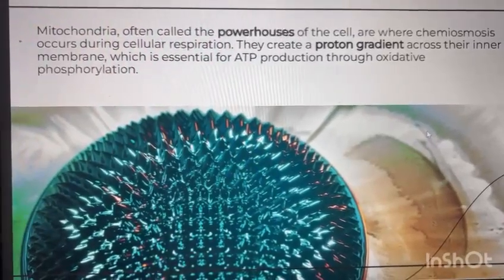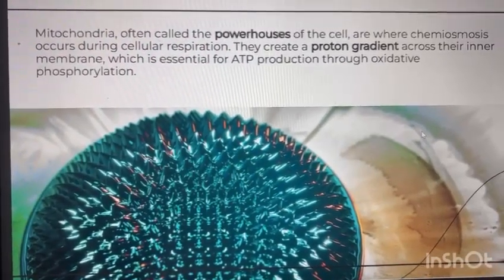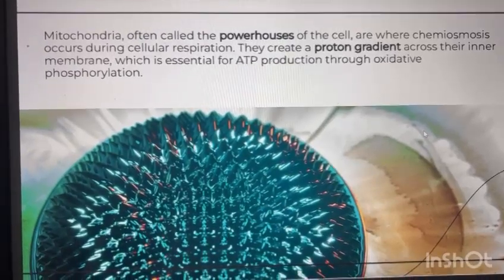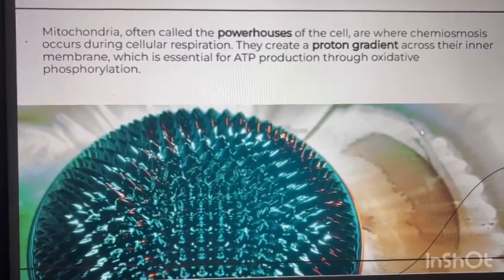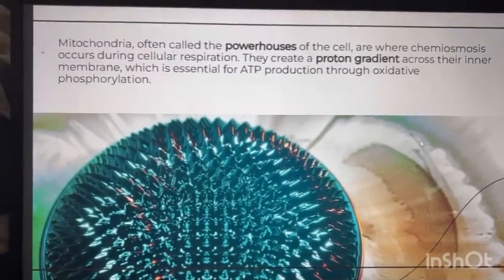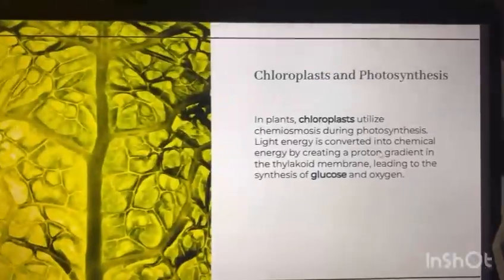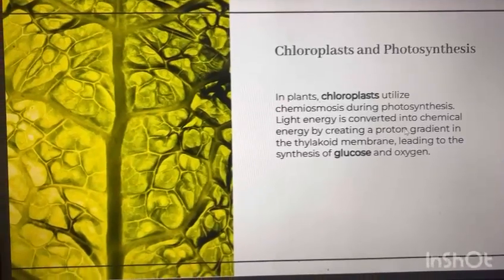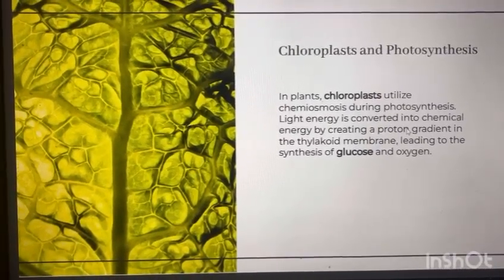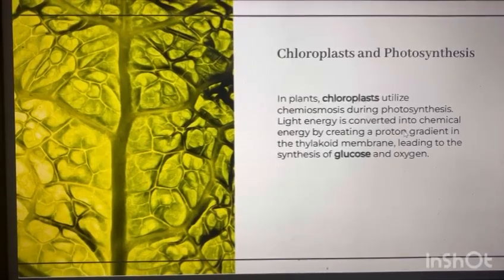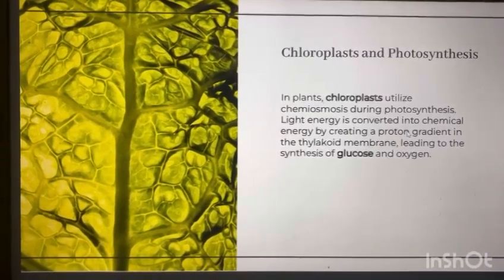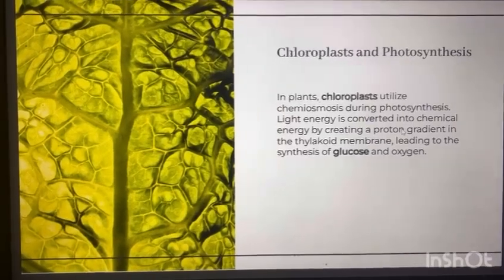Mitochondria, often called the powerhouse of the cell, are where chemiosmosis occurs during cellular respiration. They create a proton gradient across their inner membrane, which is essential for ATP production through oxidative phosphorylation. Chloroplasts and photosynthesis: in plants, chloroplasts utilize chemiosmosis during photosynthesis. Light energy is converted into chemical energy by creating a proton gradient in the thylakoid membrane, leading to the synthesis of glucose and oxygen.